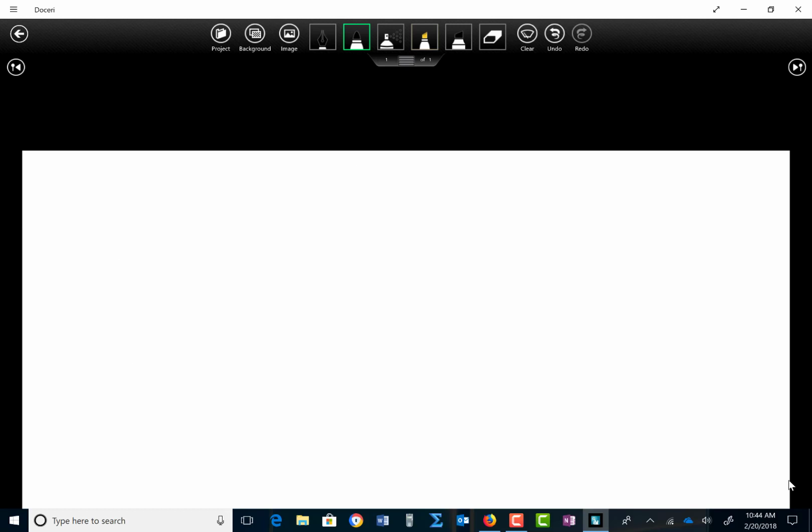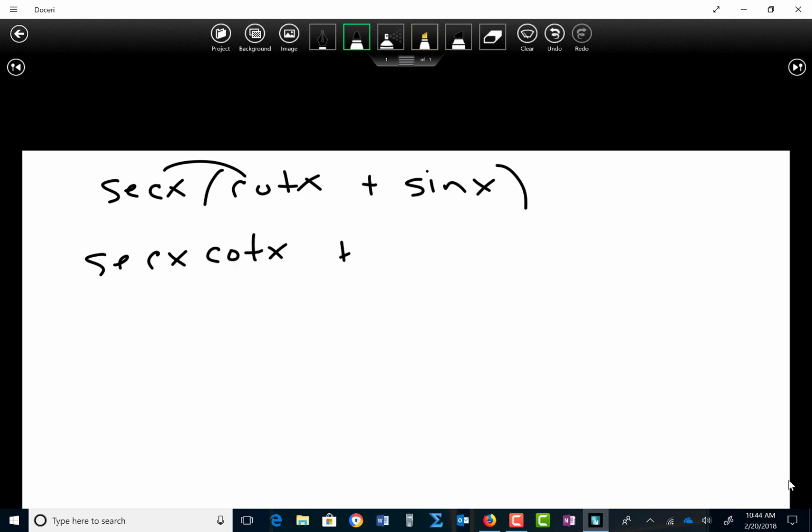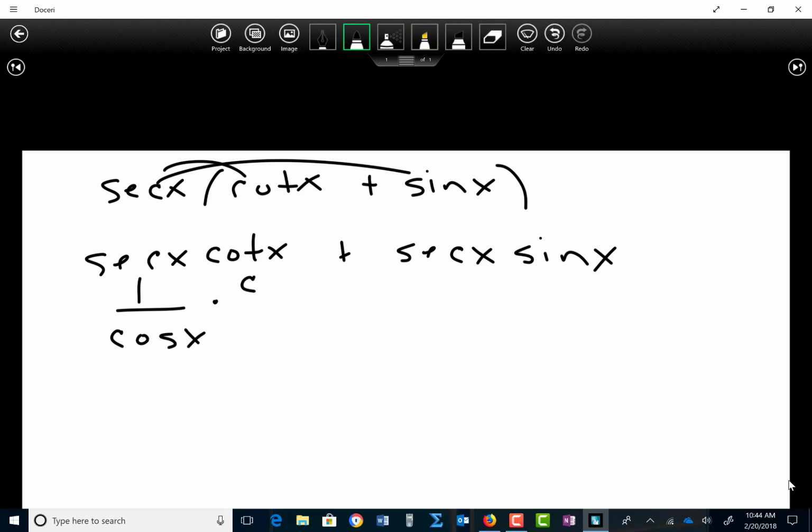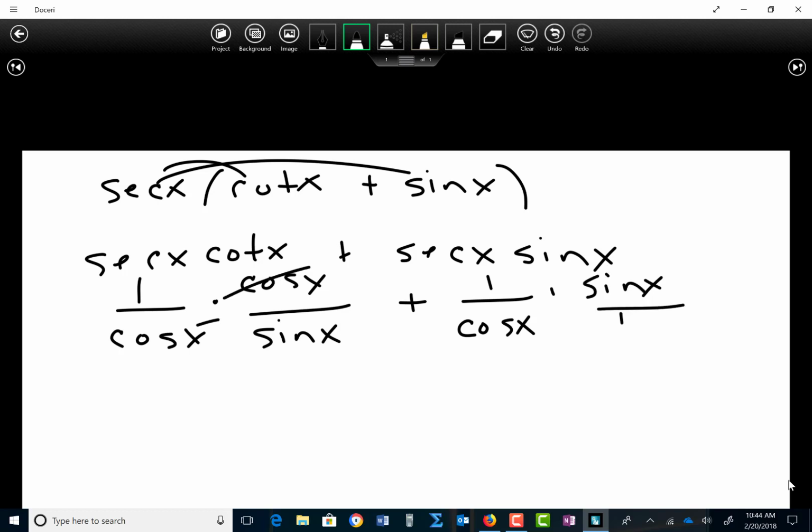Number 5 gives me secant x times cotangent x plus sine x. So again, distribute, and I get secant x times cotangent of x plus secant x times sine of x. So let's make our substitution. 1 over cosine x times cotangent, which is cosine x over sine x, plus secant, which is 1 over cosine x, times sine x. These two cancel, and 1 over sine happens to be cosecant x. Sine over cosine happens to be tangent x. So that's as far as you can go with that one. So that takes us up through number 5. Okay, number 6.